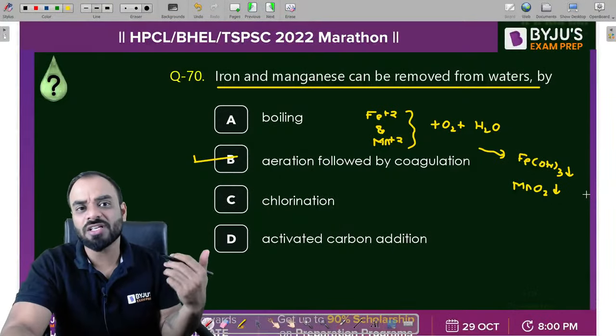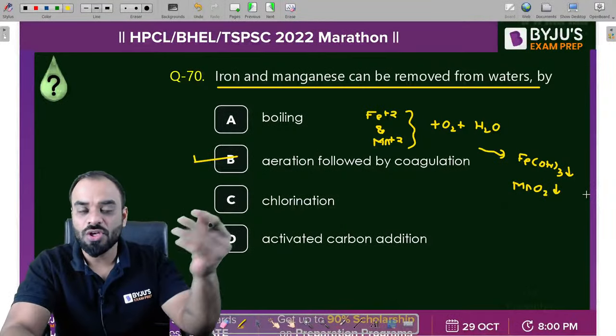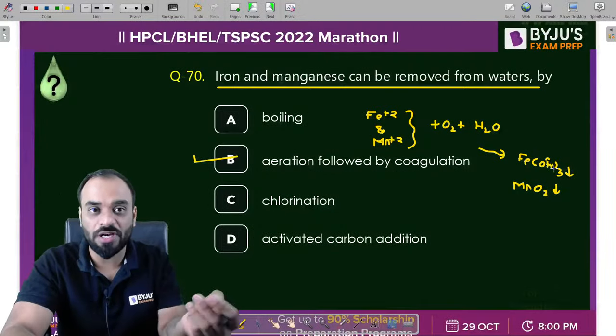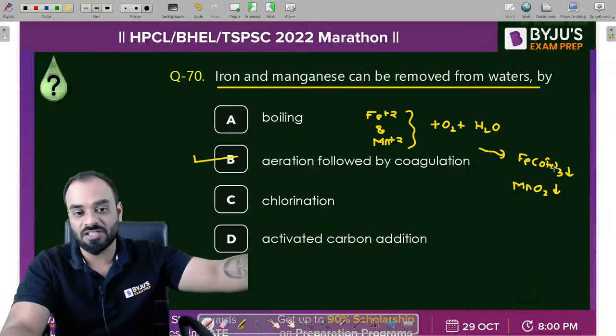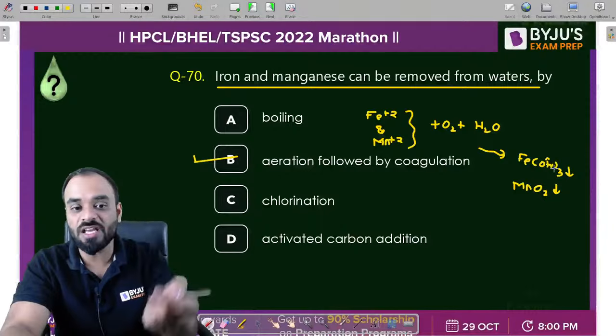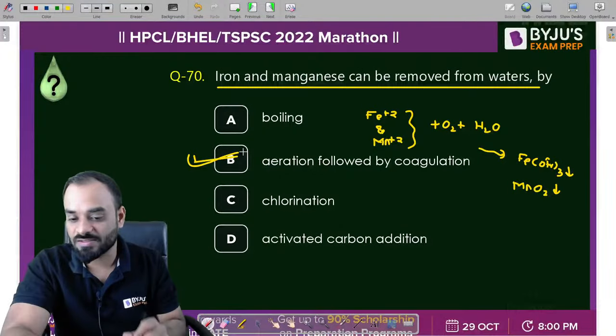But before the sedimentation tank, we are using the coagulation chamber also. In the coagulation chamber, this particular precipitate will try to attach with the coagulant, then it will settle down in the sedimentation tank. That's why we need to use two processes, aeration, which is followed by coagulation. That's why B is the correct answer.